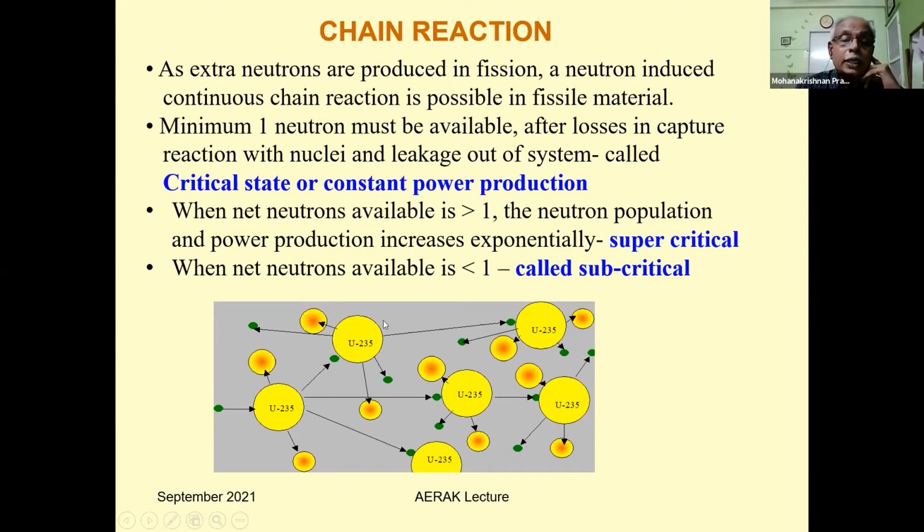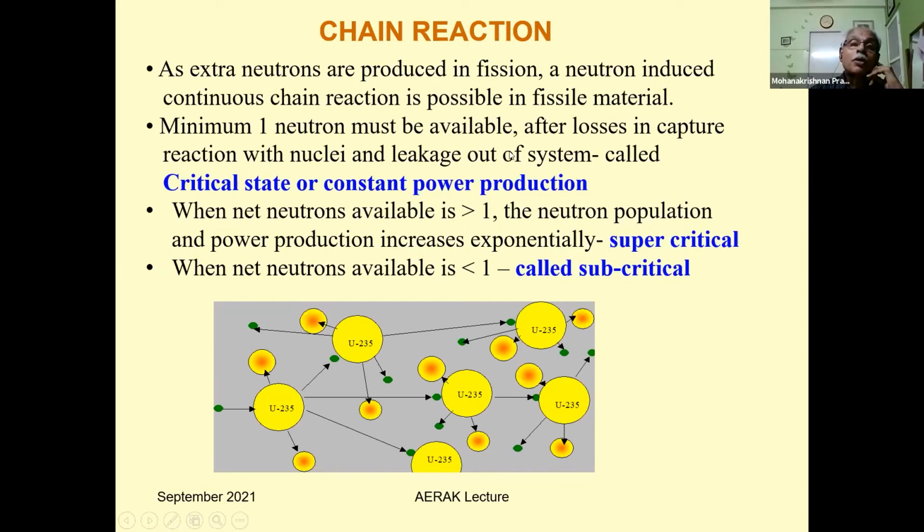So here the chain reaction is just shown. That is a U-235 fission. One neutron goes to another fission. Here another fission like that. So this constant rate of fissioning can be maintained in some cases.